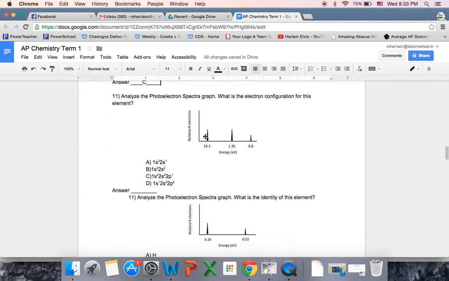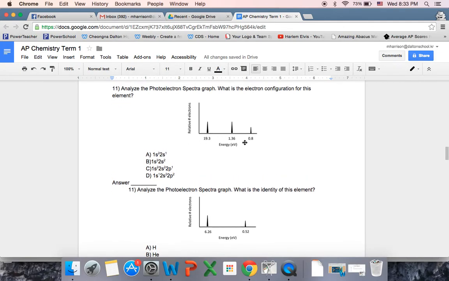Looking at the photoelectron spectrograph, what is the electron configuration for this element? Remember what this graph shows. On the y-axis, we've got the relative number of electrons, and on the x-axis, the energy levels. So, first energy level, the hardest to move all the electrons away is 1s. Then we've got 2s. Then we've got 2p.